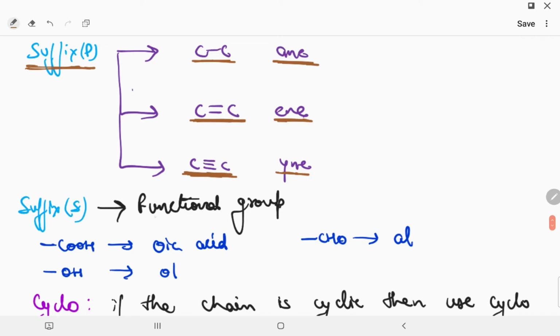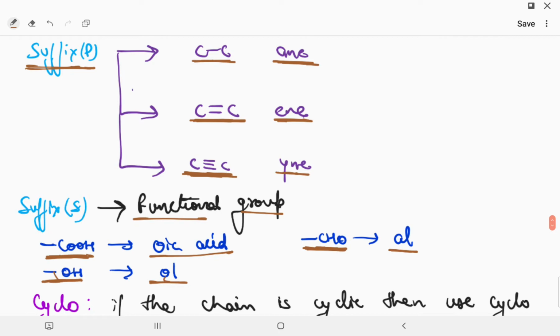Now suffix secondary is used for the functional group which shows the property of the compound. If the carboxylic group is there, it represents the property of an acid. When the carboxylic group is there, we use "oic acid". When an OH group is there, that is an alcohol, we use "ol". When an aldehyde group is there, we use "al". CHO is aldehyde, OH is alcohol, COOH is carboxylic. There are majorly 13 different types of functional groups we use as a parent functional group, which always works as a suffix.